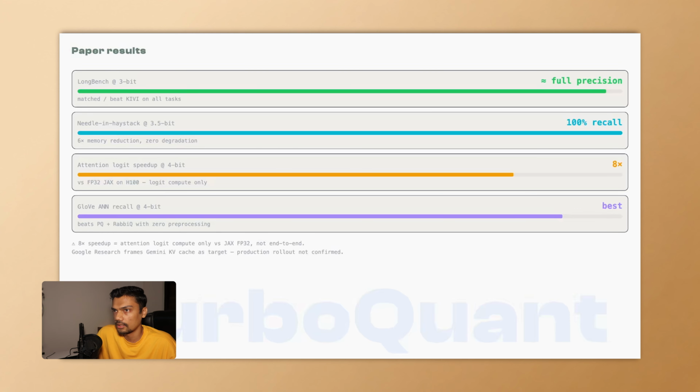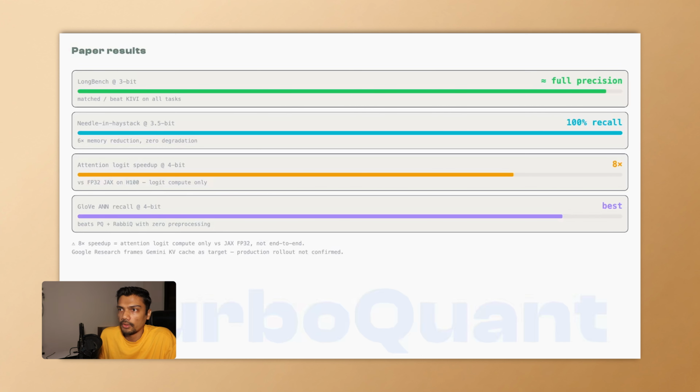So here is the result that makes this practically transformative. On H100 GPUs, 4-bit TurboQuant achieved an 8x speedup over unquantized float 32 keys when computing attention logits. This was measured against a highly optimized JAX baseline, not a slow naive implementation.